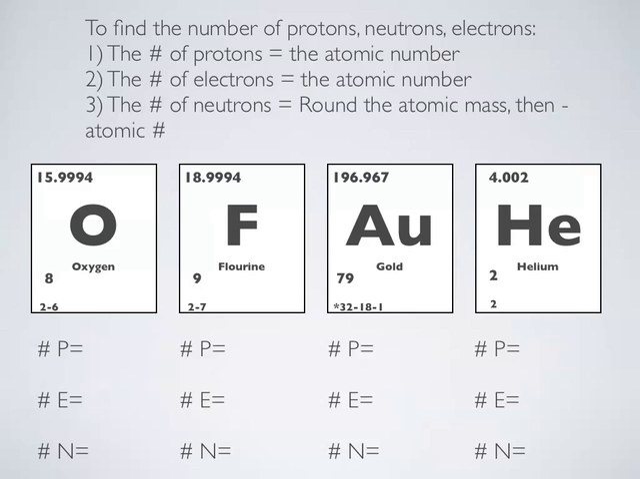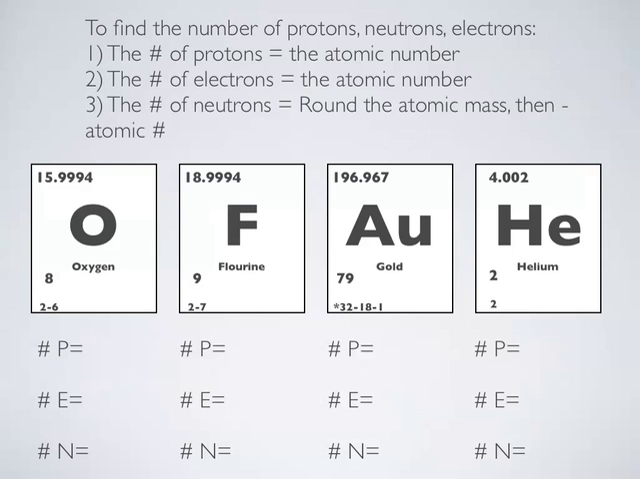To find the number of protons, neutrons, and electrons, first, the number of protons is just the atomic number. The number of electrons is also the atomic number. For the number of neutrons, you round the atomic mass, and then you subtract the atomic number to get the neutrons.